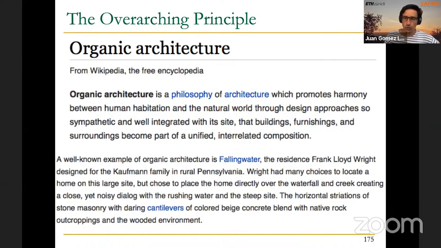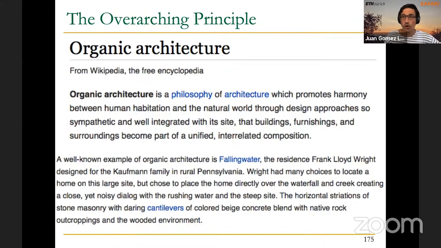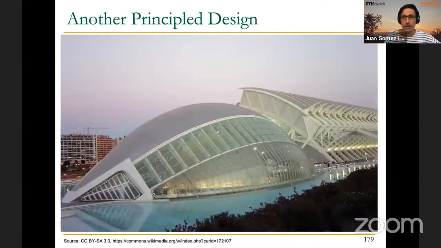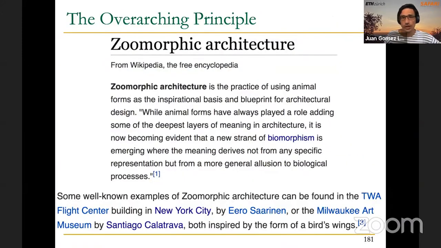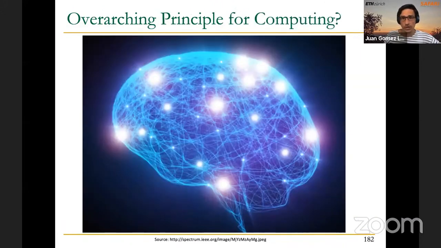And you should have, in whatever you do, some kind of overarching principle. In the case of Frank Lloyd Wright's works, it is organic architecture. In the case of Calatrava, it is zoomorphic architecture. But in the end, do it based on principle and not based on precedent.